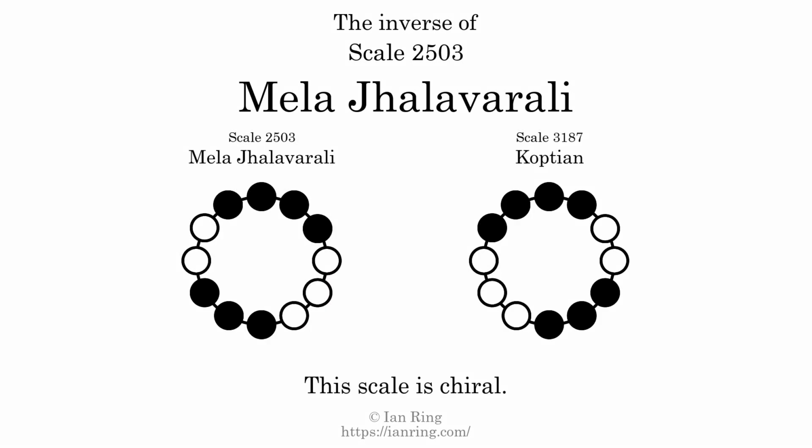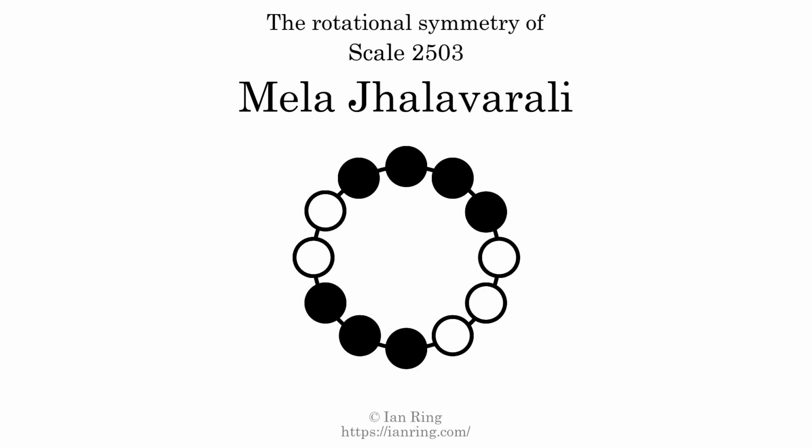The inverse of a scale is a mirror image. It is what you get when the sequence of intervals is reversed. The inverse of this scale is scale 3187, also known as coption. This scale is chiral. It cannot transform into its inverse by rotational transformation. This scale has no rotational symmetry.